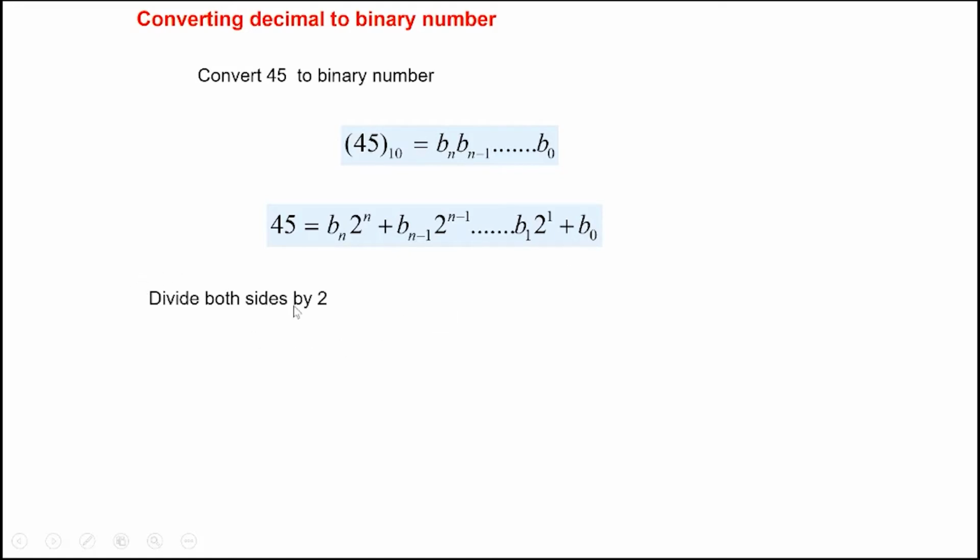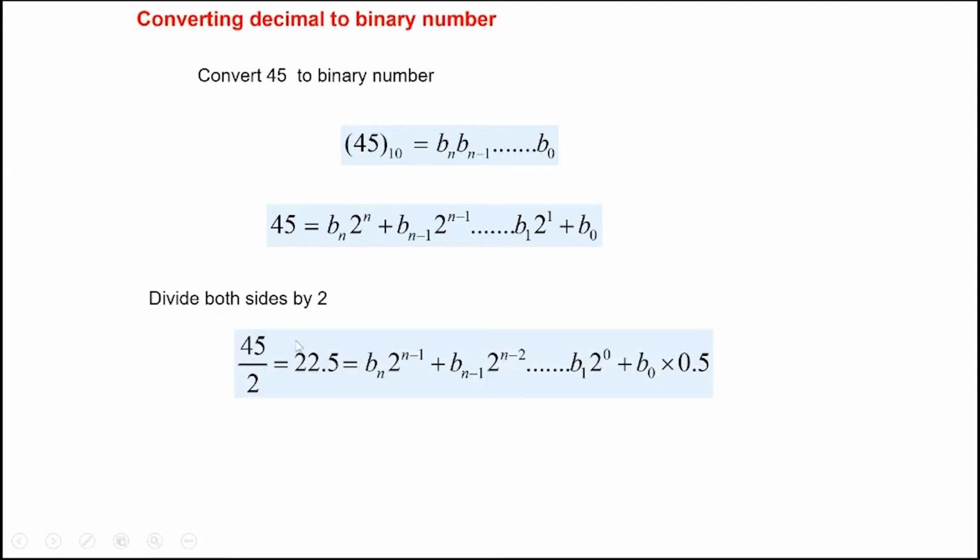So suppose we divide both sides by 2. We divide the left hand side by 2 and we divide the right hand side by 2 here. So 45 by 2, we know, is 22.5 here. And when we divide by 2, 2 to the power n becomes 2 to the power n-1. The last one, B1, 2 to the power 1 becomes 2 to the power 0. And this one becomes B0 times 0.5 here. So if we compare the left and the right hand side, we note that this part from B1 to Bn here has to be an integer, a whole number.